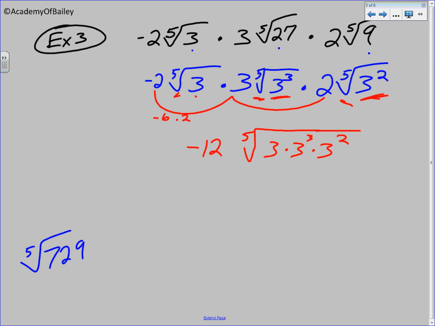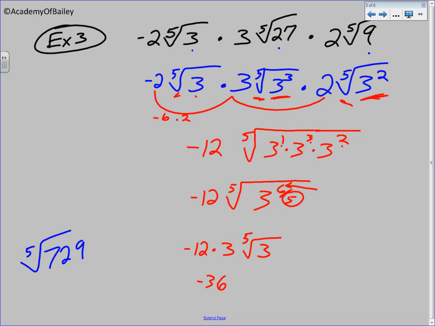What's underneath this 5th root? We will have 3 to the, well, 1 plus 3 is 4, plus 2 is 6. 3 to the 6th power. Can we simplify that a little bit? Well, if we have 6 of them inside, and we need to pull them out in 5s, that means we will pull 5 of them outside, leaving us with 1 of them inside. Because there were 6 in there total. If we pulled 5 out, that leaves 1 left over. And now what is negative 12 times 3? Negative 36.